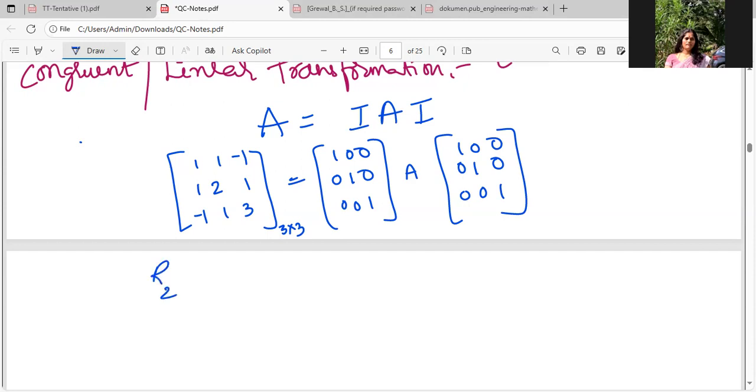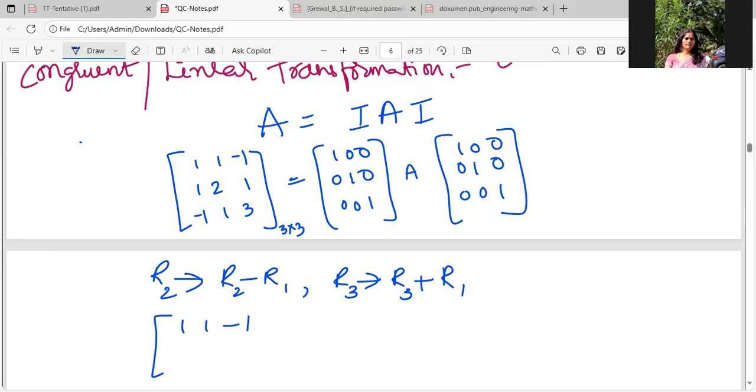For which the row operations that I'll be performing will be R2 is R2 minus R1, R3 is R3 plus R1. Hence on the LHS, I will have 1, 1, minus 1; 0, 2 minus 1, 1; 1 minus of minus 1 plus 1, 2; 0, 2, 3 minus 1 is 2.